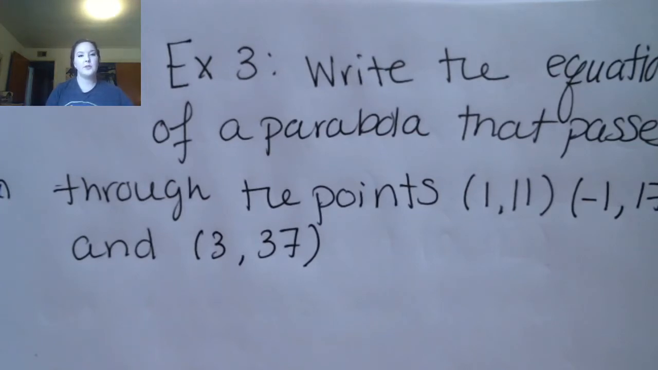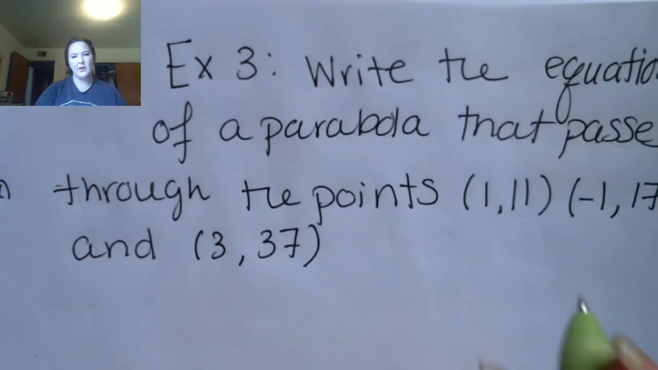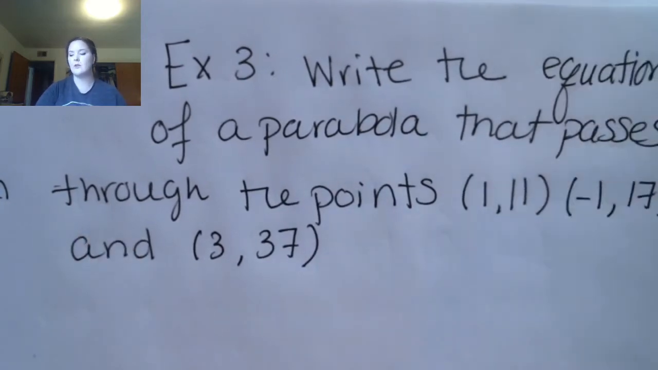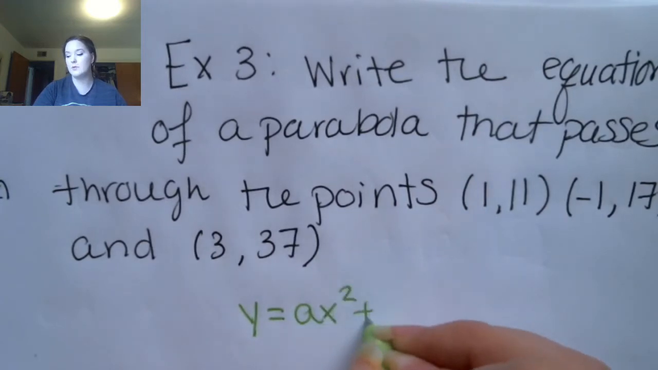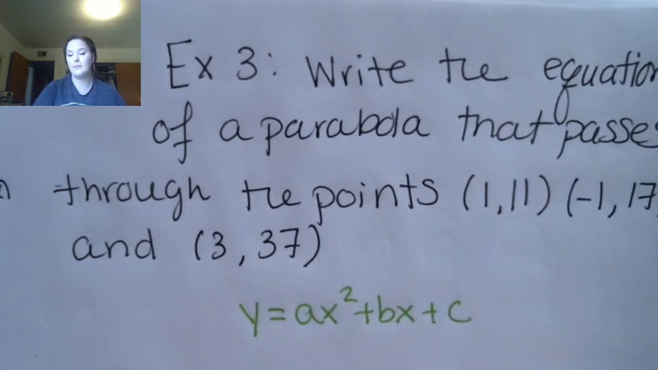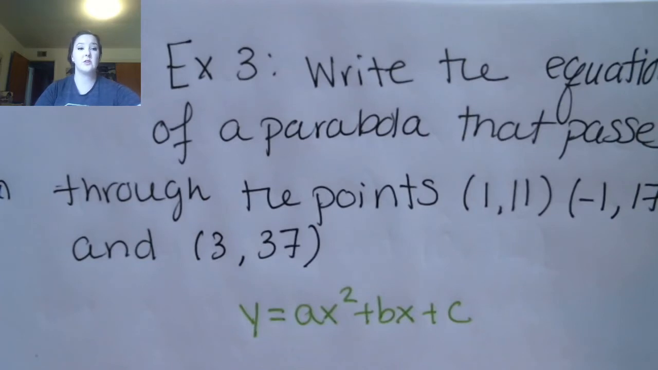So before, when we had the vertex, we started with vertex form. When we had the x-intercepts, we started with the factored form. Now we don't really know anything about these points or where they lie on the graph, so we're just going to start with the standard form, the ax squared plus bx plus c form.